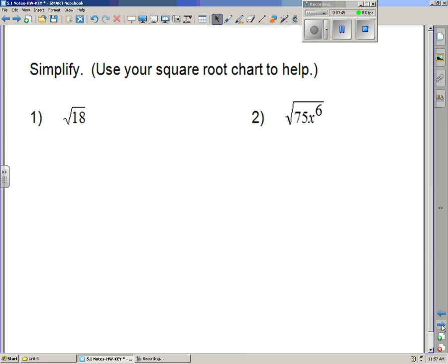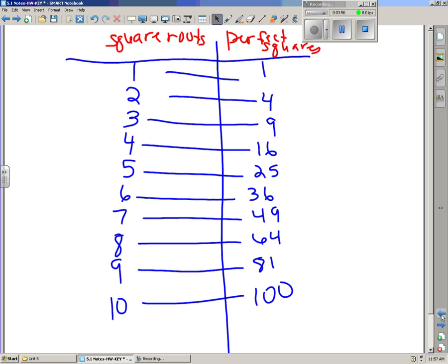Let's see what we can do. Simplify and use your square root chart to help. Well, I know that if I use my square root chart and I looked at the number 18, I'm going to go back for a second, and I ask myself, what's the largest one of these perfect squares that divides evenly into 18? I think you would say the answer is 9, because 9 times 2 is 18.